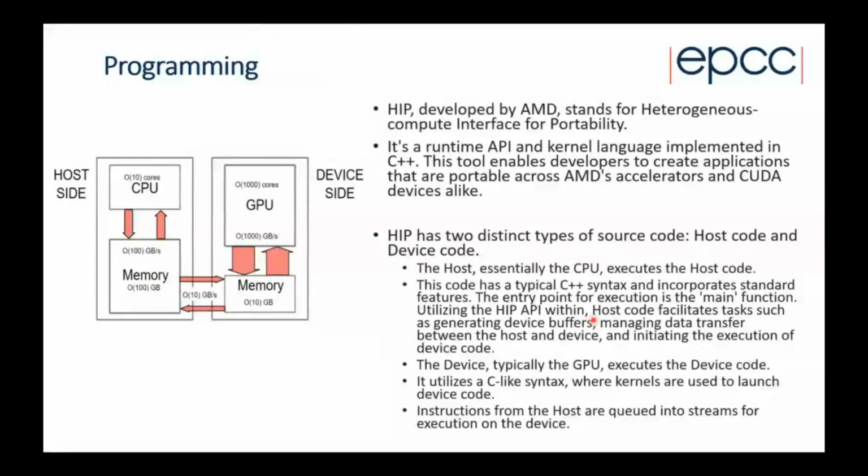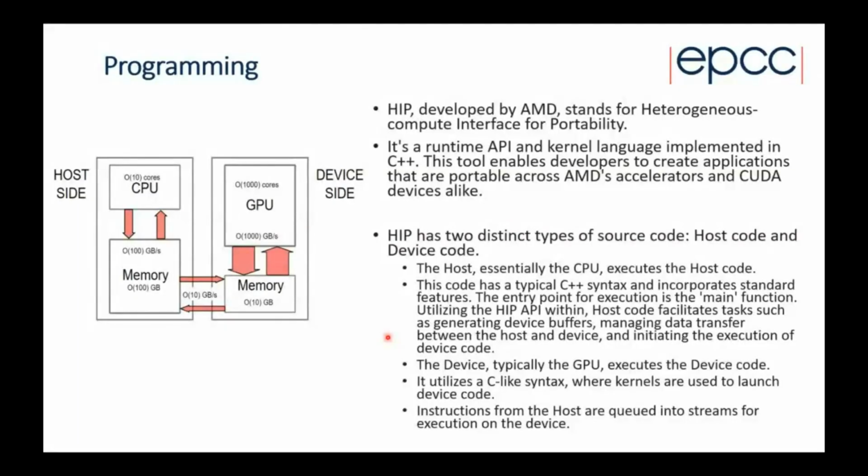Importantly, HIP has two distinct types of source code in the functions and routines we will write. Host code, which the CPU executes. This code has typical C++ syntax, incorporates standard features, is the entry point for execution of the main function, and utilizes the HIP API. The host code facilitates tasks such as generating device buffers, managing data transfers between the host and device, and initiating the execution of device code.